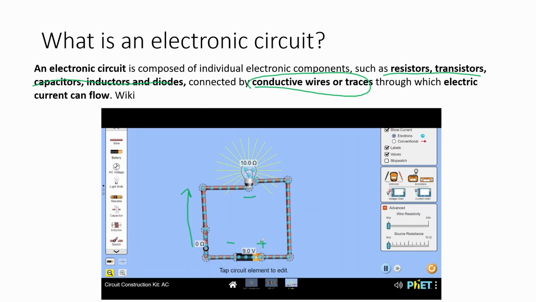Here the bulb acts as a resistor where the flow of current induces illumination and heat, thus generating light and heat energy. The wires here act as conductive material that transmits electron flow from the battery source. The battery here is the one that pushes the electrons to migrate due to electric potential difference or voltage difference in the battery.